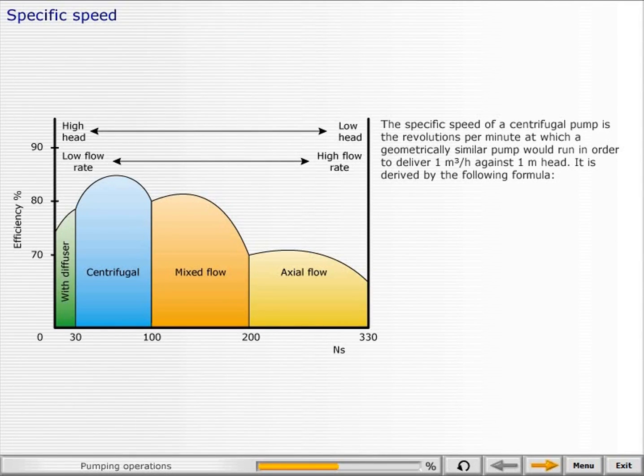The specific speed of a centrifugal pump is the revolutions per minute at which a geometrically similar pump would run in order to deliver 1 cubic meter per hour against 1 meter head. It's derived by the following formula.